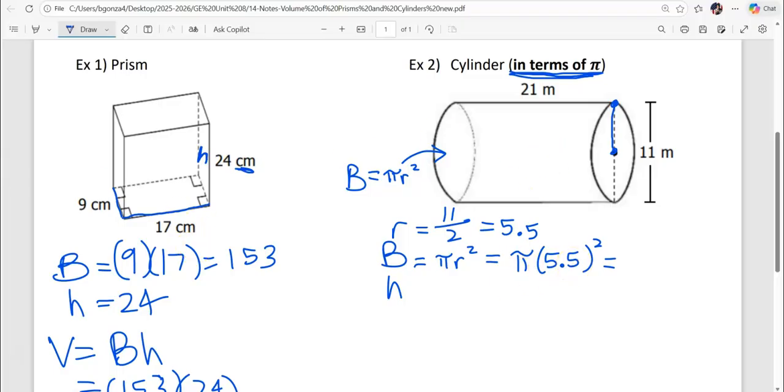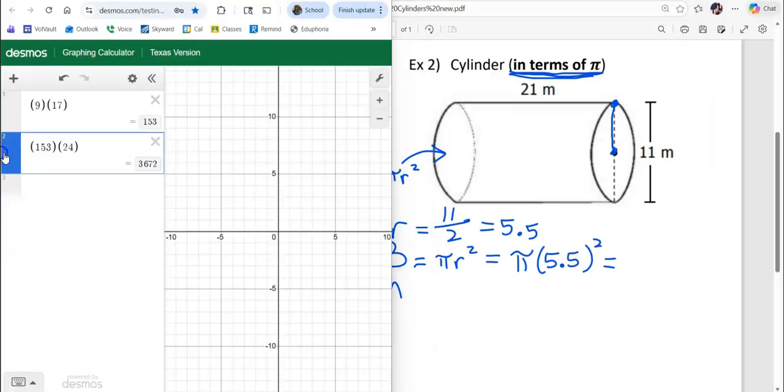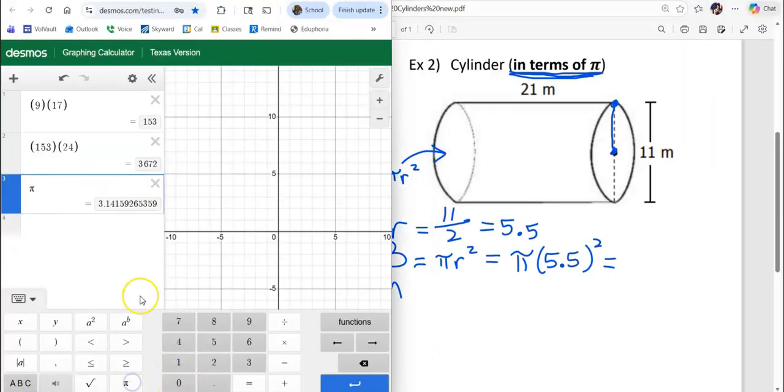Right here it says pi 5.5 squared. So normally I would go over here and put pi 5.5 squared, right? But I'm telling you, do not type the pi. Erase the pi from the equation. It's just 5.5 squared.